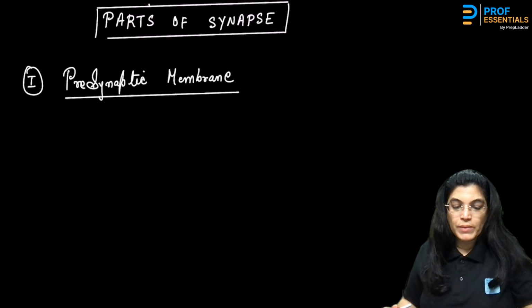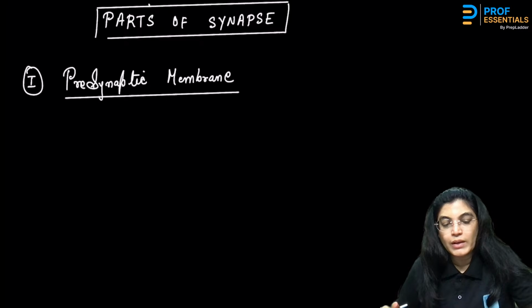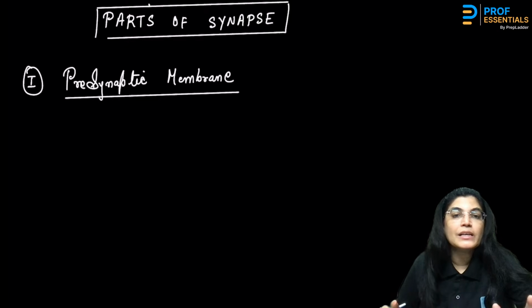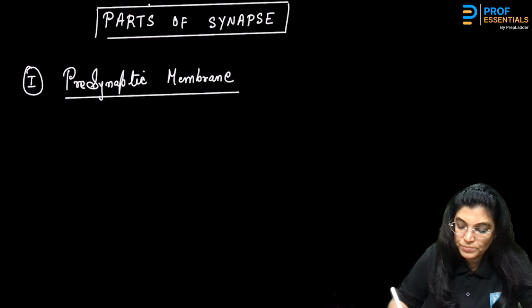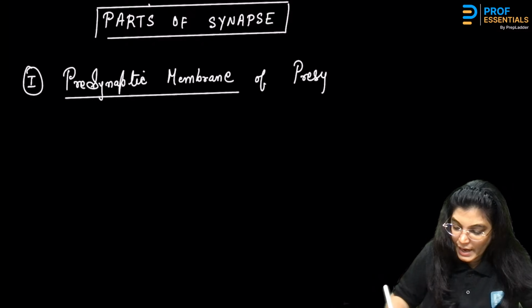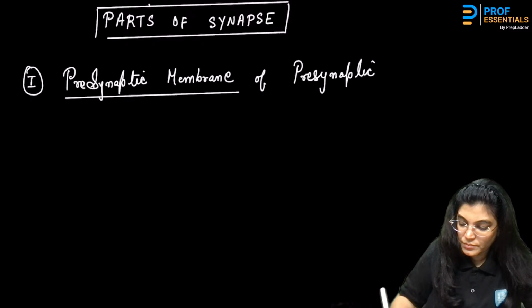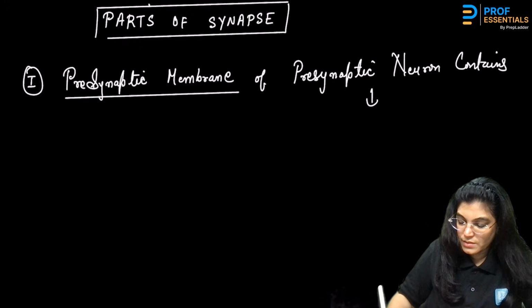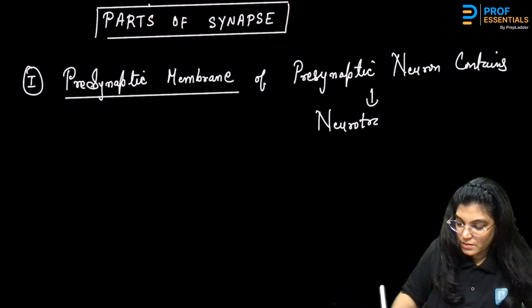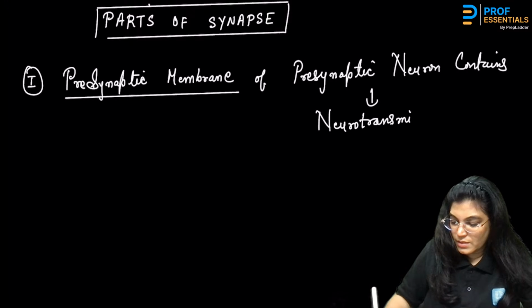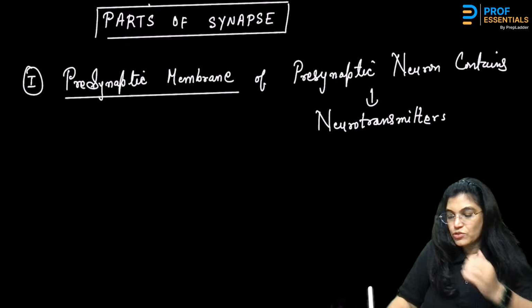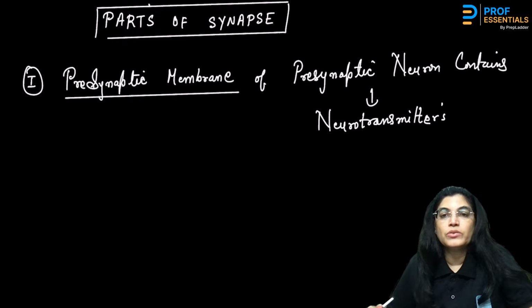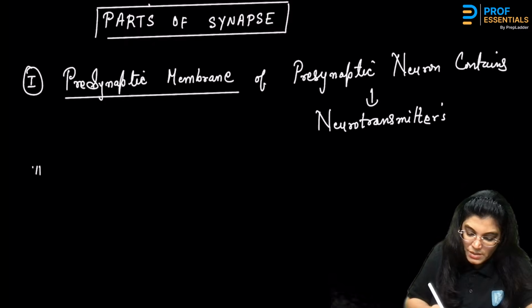What is presynaptic membrane? If I am talking about the presynaptic membrane of the presynaptic neuron, it is a part of the presynaptic neuron which contains the neurotransmitter. Okay, so neurotransmitters. Actually, we will study about these also with the physiology part. Physiology class में भी हम पढ़ेंगे.